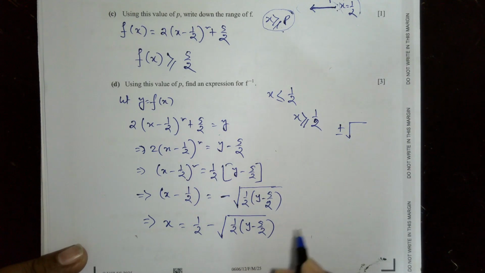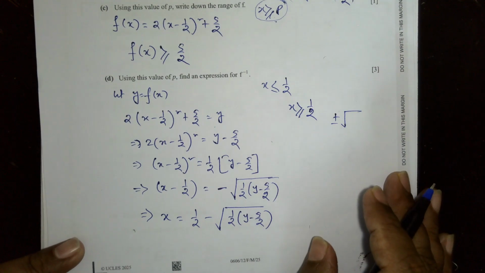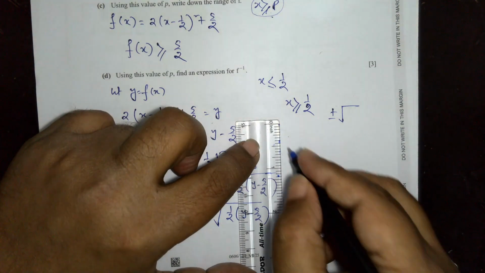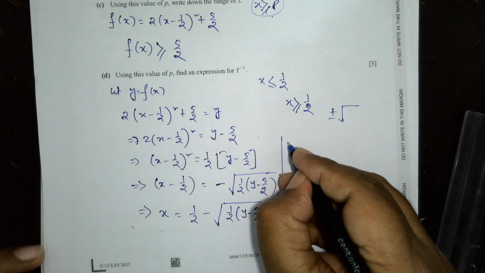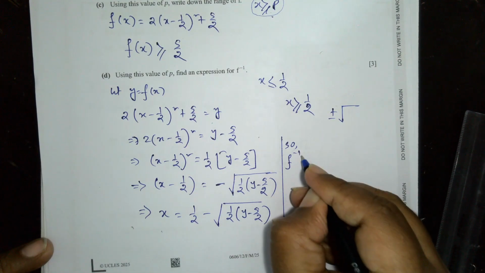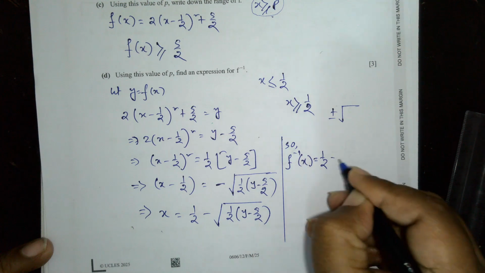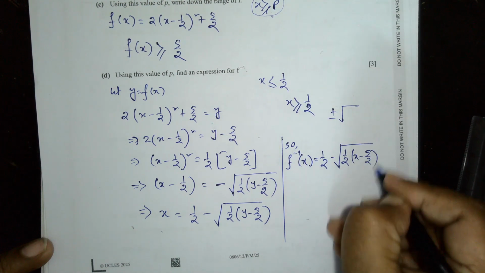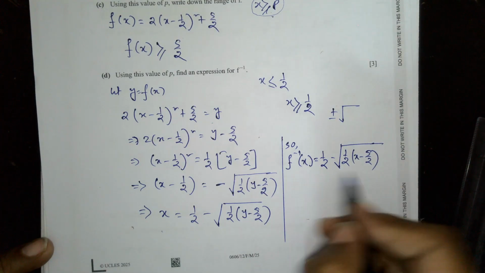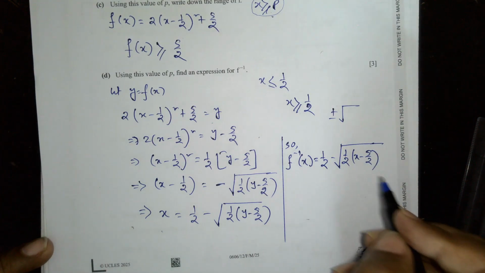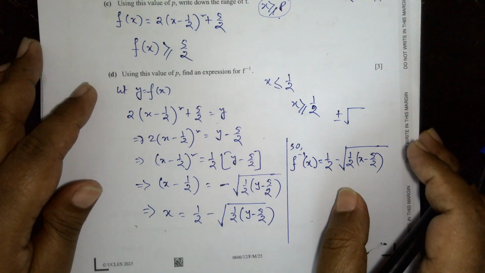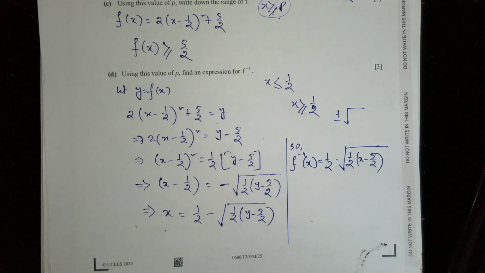But our task is not completed yet. We have just made x the subject, but we haven't declared what our f inverse of x is. So right now I will declare. Our f inverse of x is half minus the square root of half times (x minus 5 over 2), or any equivalent of this expression. Clear? Yes, sir. Okay, so question 5 is also done, right? Yeah. Okay.